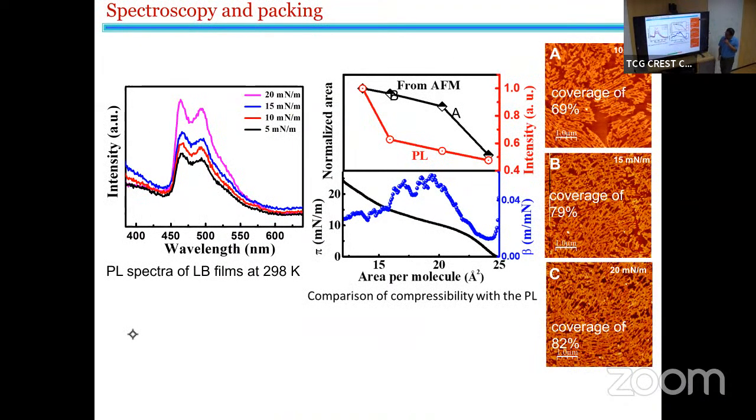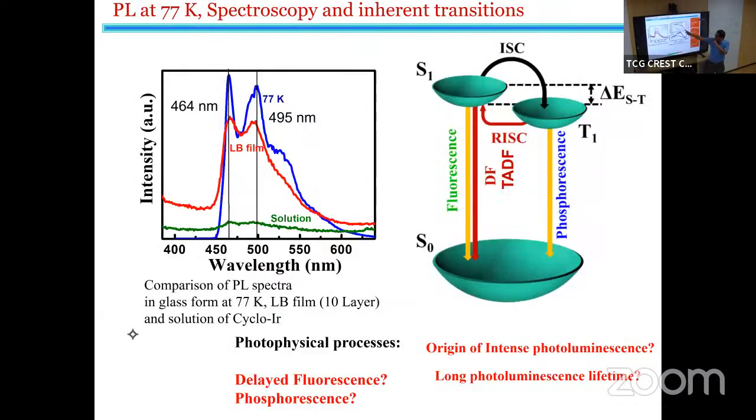So what happens? Now we compare the packing density obtained from the AFM image. We found that the packing density is increasing with respect to the surface pressure. But if I compare the PL, PL is remaining in the same range. That means surface density is not affecting the PL there. Okay. So then we looked at why it is happening.